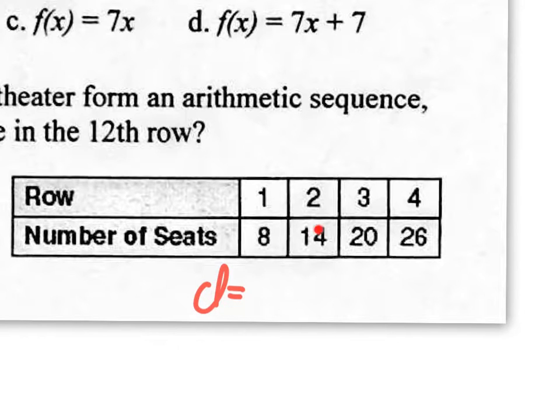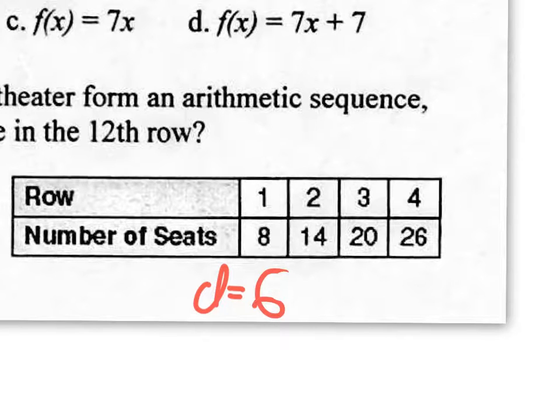6, right? If I go 14, take away 8, that's 6. If I go 20, take away 14, that's 6. 26, take away 20, that's 6. So the common difference is 6. Well, that's an ugly 6. But do we see that? That the common difference is 6?